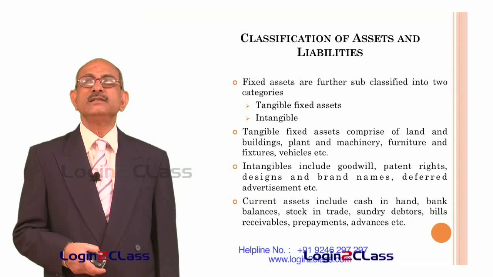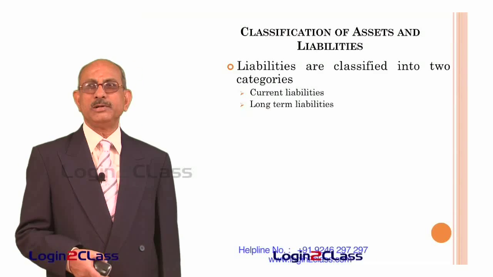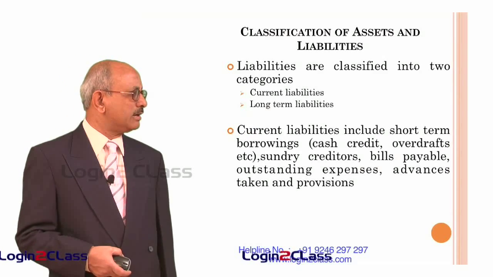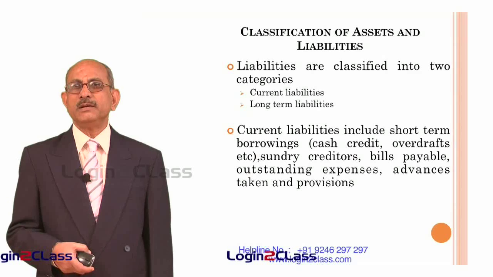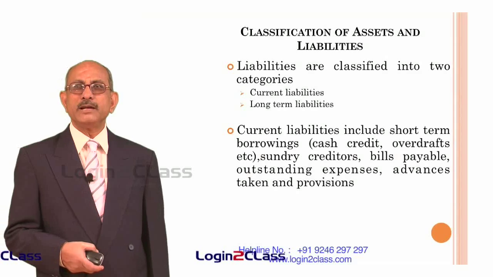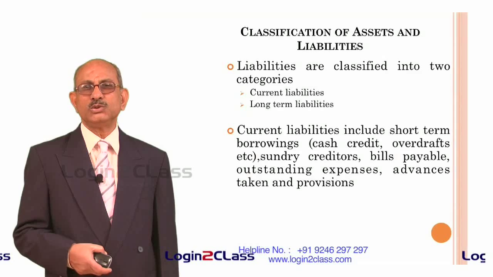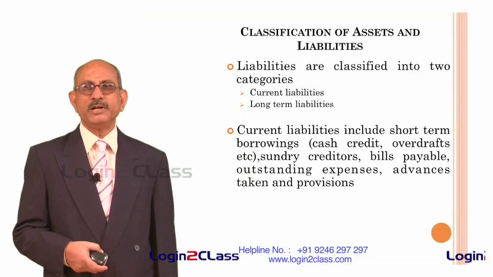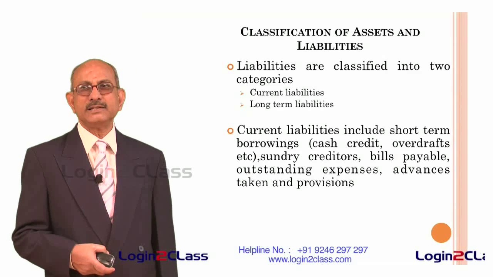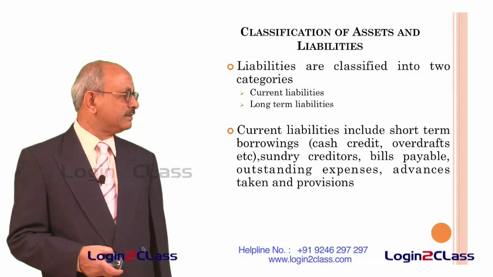And in the case of liabilities, normally liabilities are classified into two categories apart from capital. One is called current liabilities, other is called long term liabilities. Like in the case of current assets, current liabilities are those liabilities which need to be met within a period of 1 year normally. So, they include short term borrowings that is normally bank borrowings in the form of cash credit, overdrafts, etc. Sundry creditors are also known as payables, that means the money to be paid to the suppliers of goods. Then bills payable, outstanding expenses like outstanding salaries, outstanding wages, etc. Advances taken and provisions made for taxes and other things.